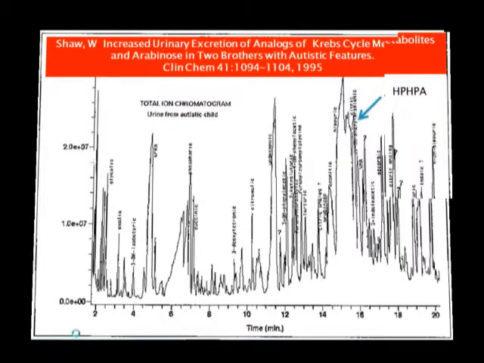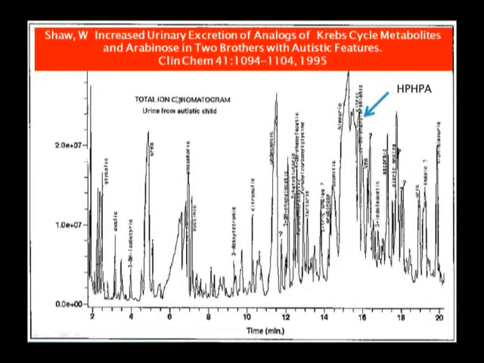If you go back and look at Dr. Shaw's information from Great Plains, this particular article was in 1995, where they were looking at 2 brothers with autism and comparing their urine samples to neurotypical individuals. They found that the autistic brothers had really high levels of all different kinds of these chemicals. In this particular one, they were primarily focusing on arabinose, specific to yeast. However, there's this other peak, this HPHPA, that kept showing up too.